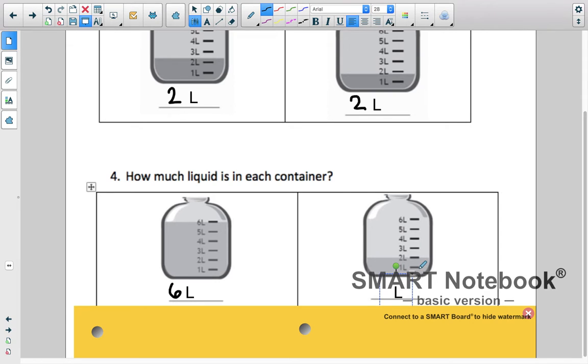Let's look at the next one. Let's look at the shaded part. And I know this Smart Notebook sign is kind of in the way, but we can still see it. And it looks like it's right at 2. So I'm going to write 2 liters because the liquid stops right at that 2 mark. All right, good job. Let's move on.